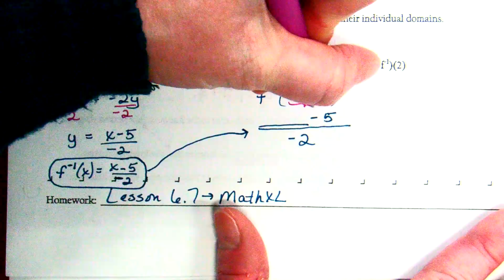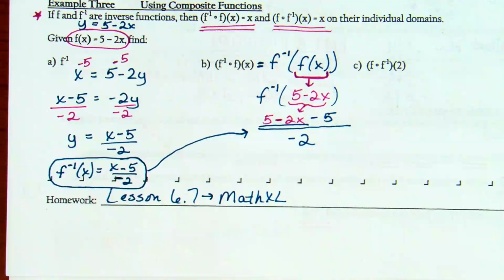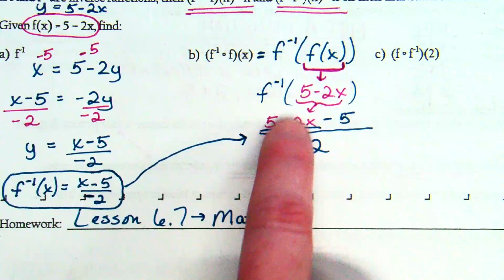I'm trying to give you a visual here for those of you that are struggling with this concept, which is probably a good handful of you. I'm guessing there's definitely some struggles still. So I took f inverse of x, and I plugged in f of x. So I plugged in 5 minus 2x.